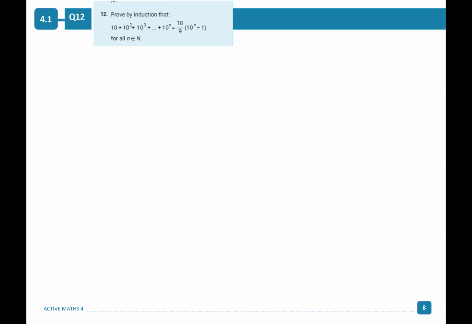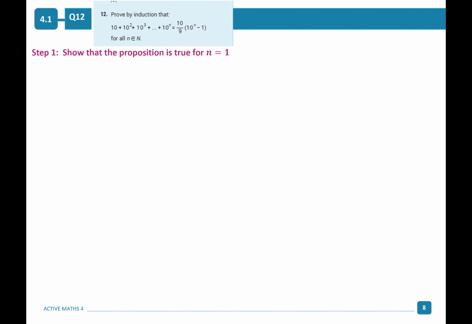Prove by induction that 10 plus 10 squared plus 10 to the power of 3 all the way to plus 10 to the power of n is equal to 10 over 9 times 10 to the power of n minus 1, where n is an element of the natural numbers.